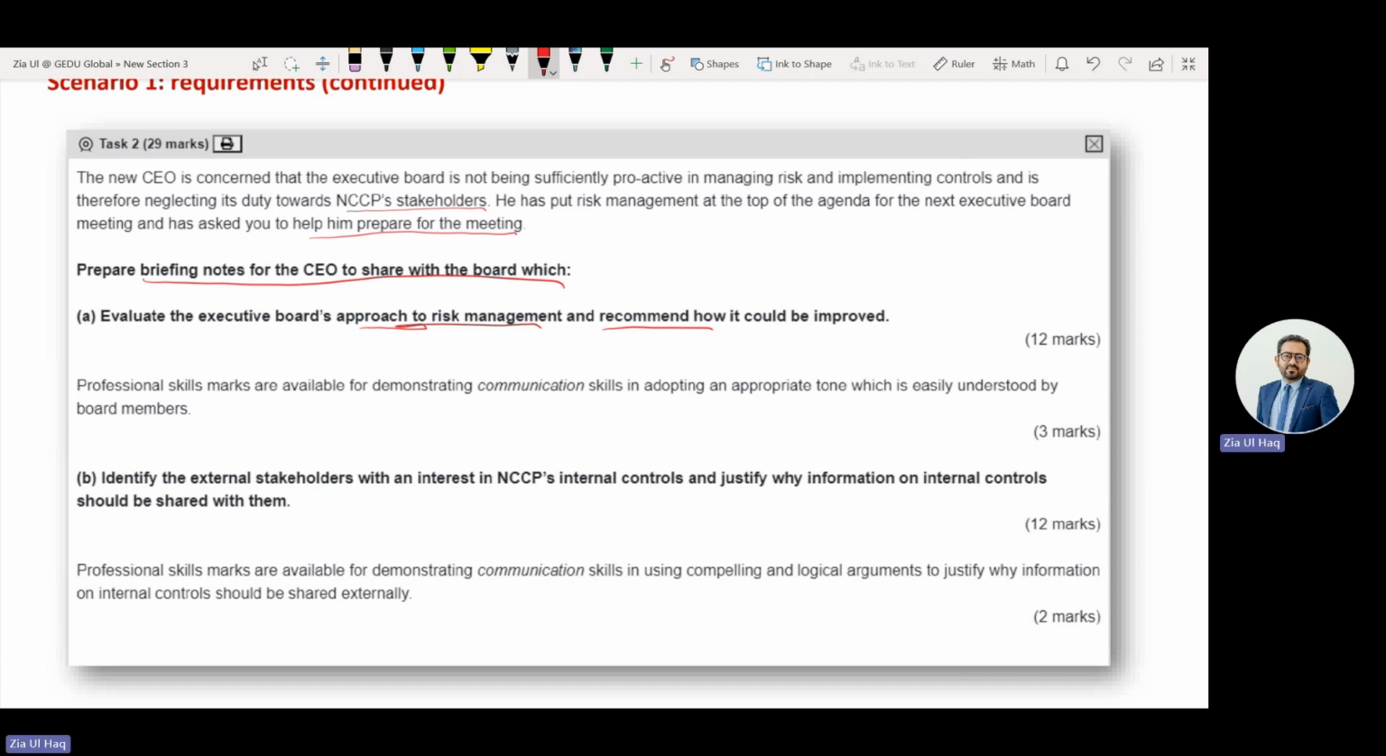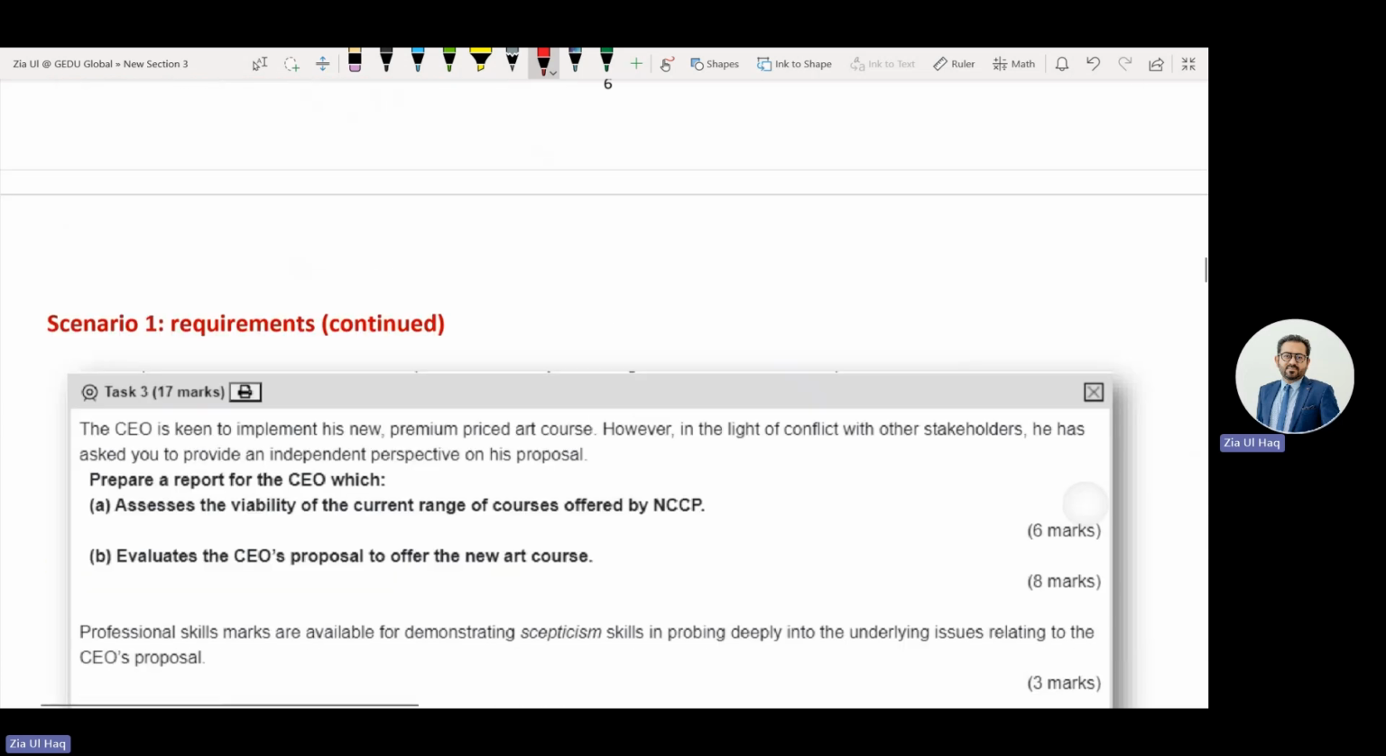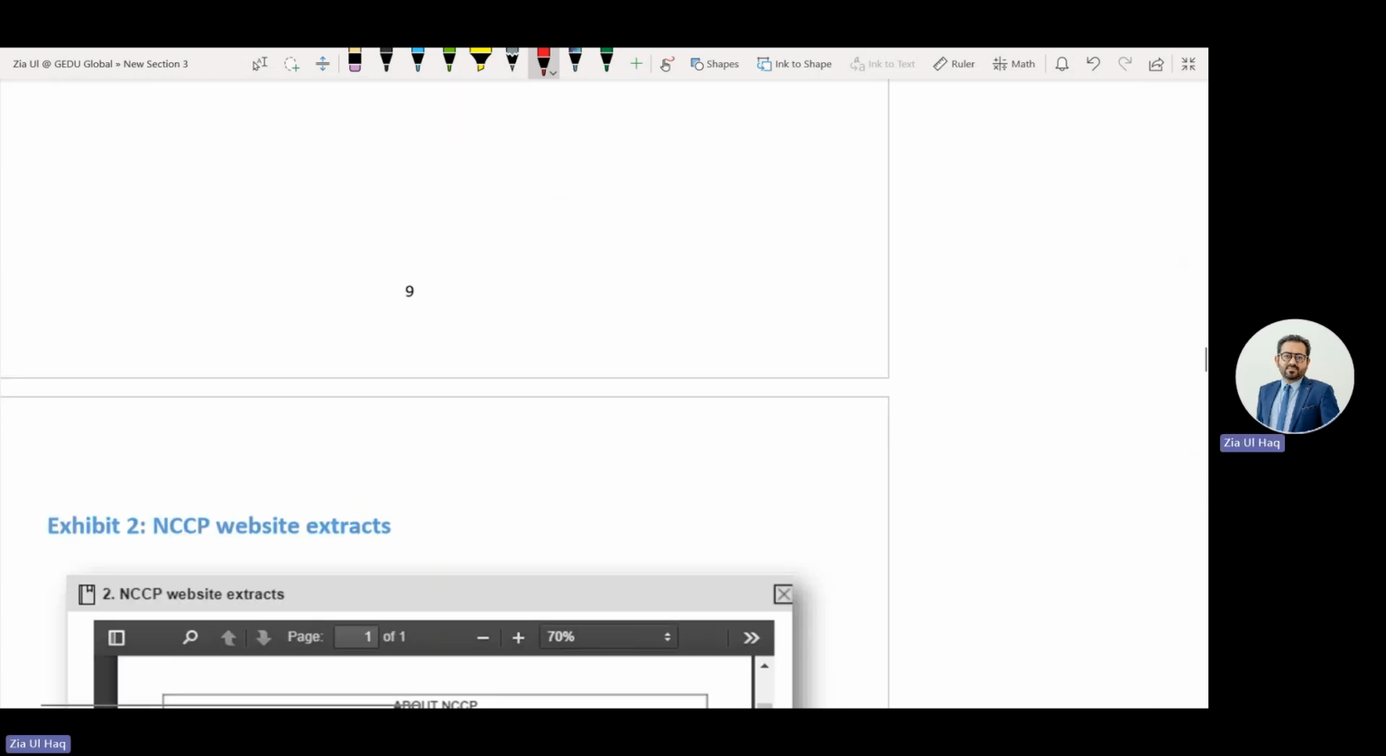Now, there is only one exhibit relating to risk management that we need to look at again, so that we can discuss, evaluate that risk management approach and provide recommendations. If we move towards that exhibit on risk management.